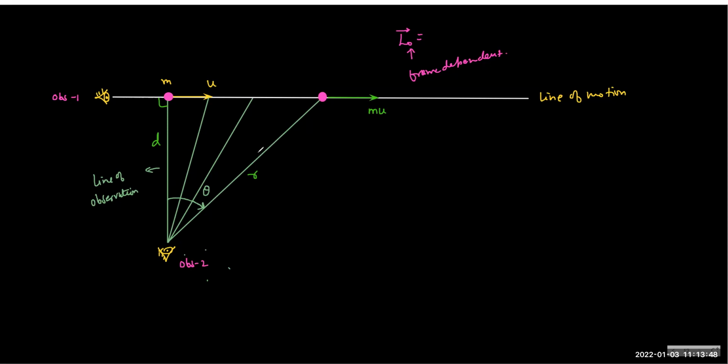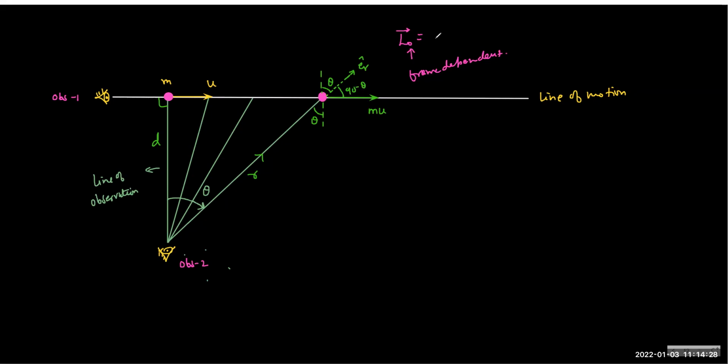Now the r vector is drawn something like this, and if this is theta, then I can say this is also theta, correct? So you can see that the r vector and the momentum vector are making some angle, let's say 90 minus theta this time.